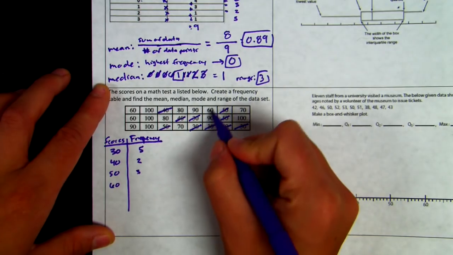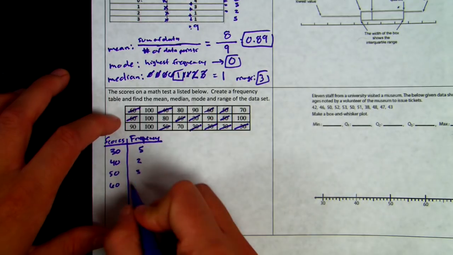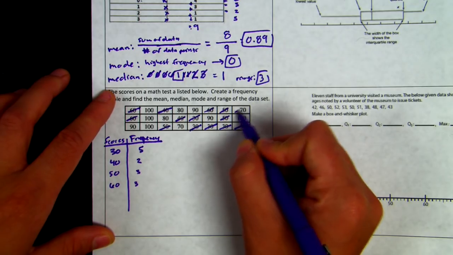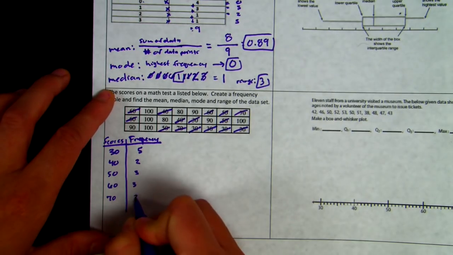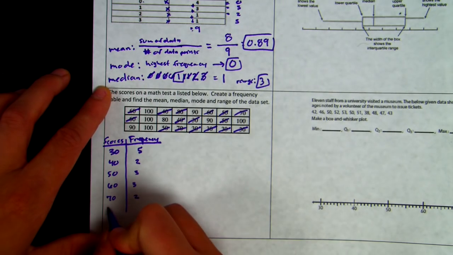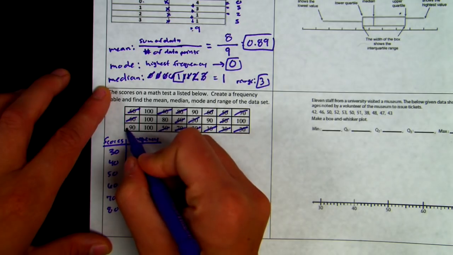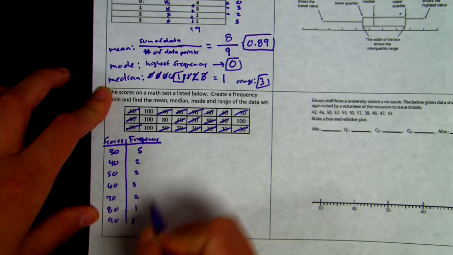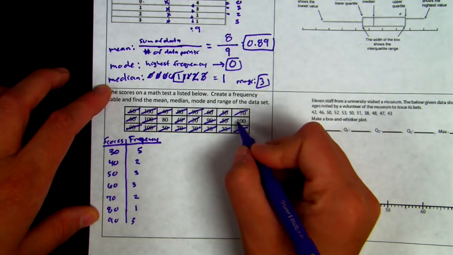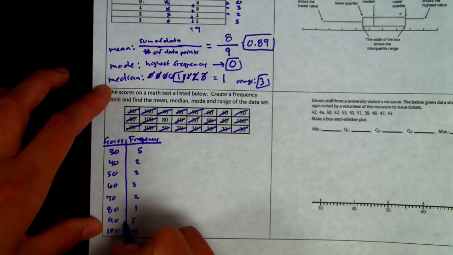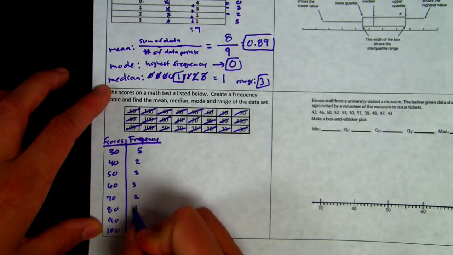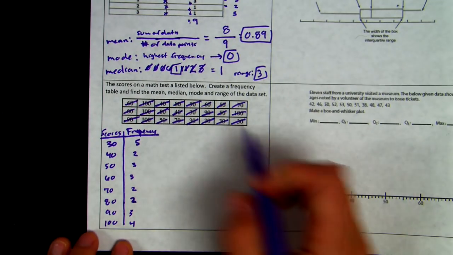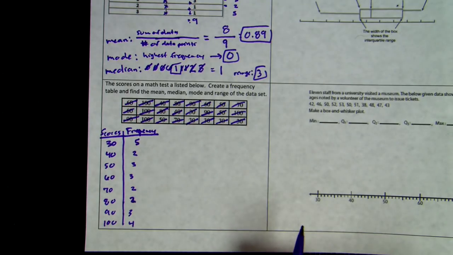Score of 60, 1, 2, 3 times. A score of 70 twice. A score of 80 once. A score of 90, 1, 2, 3 times. And a score of 100, 1, 2, 3, 4 times. And as you can see here, I missed one. Let's add in, I have 2 80s, not just one. These are really easy to miss a data point on. That's why I crossed these out so I can see what I have left over at the end.